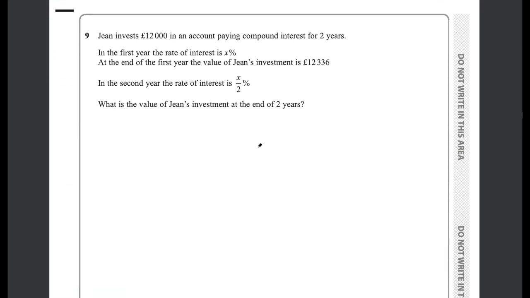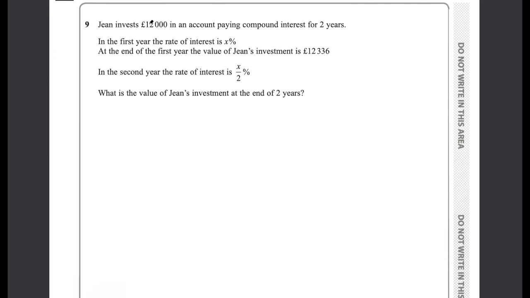On to question 9. Question 9 says Jean invests £12,000 in an account paying compound interest for 2 years. In the first year, the rate of interest is X%. At the end of the first year, the value of Jean's investment is £12,336. In the second year, the rate of interest is X on 2%. What is the value of Jean's investment at the end of 2 years?